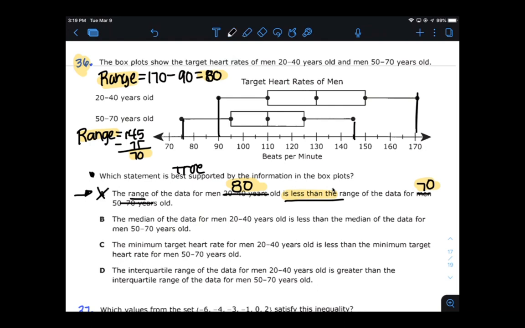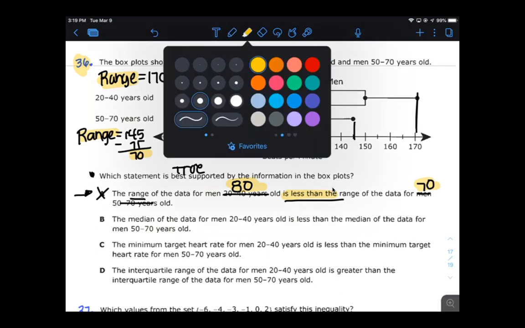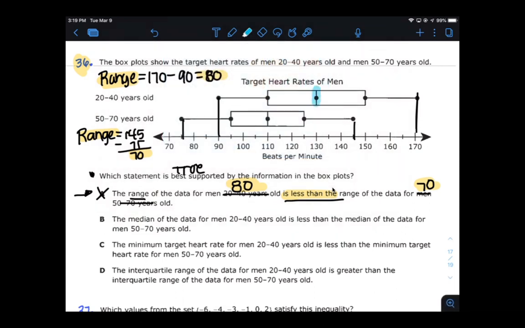Then we have: the median of the data for men 20 to 40 is less than... Okay, let's see. The median is the value inside the box of the interquartile range. So let's go ahead and see. This is the median for each, right? The median for the 20 to 40 year old men is 130, and the median for 50 to 70 is 110. So I'm going to read the statement again: 130 is less than 110. Is 130 less than 110?